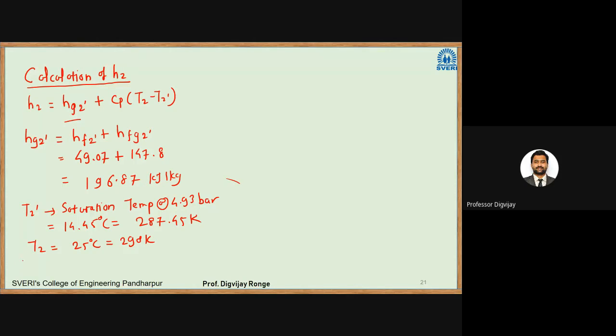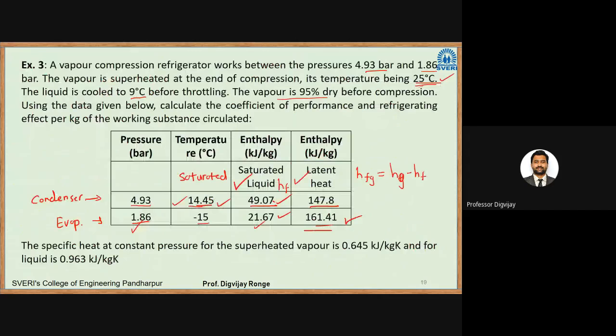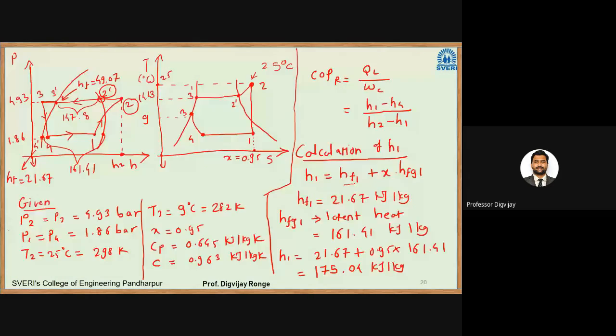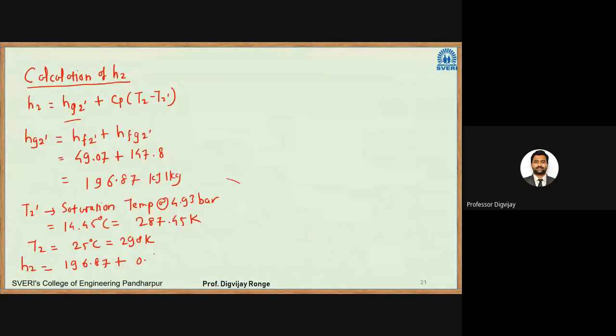So I will now calculate so that H2 will be equal to 196.87 plus Cp. आता Cp कुठला घ्यायचा आपल्याला, दोन Cp दिले. ठीक आहे, तर ह्या केसमध्ये त्याने दिले बघा, एन्थाल्पी ऑफ सुपरहिटेड वेपर, it is 0.645. तर आपल्याला हा Cp घ्यायचा आहे. जर मी सबकुलिंगमध्ये गेलो तर मला लिक्विडची घ्यावं लागेल, लिक्विडचं किती आहे, 0.963. So in this case we have to take 0.645, so plus 0.645 into delta T. तर delta T किती घेणार मी, 298 minus 287.45. Okay, so can you calculate this for me.